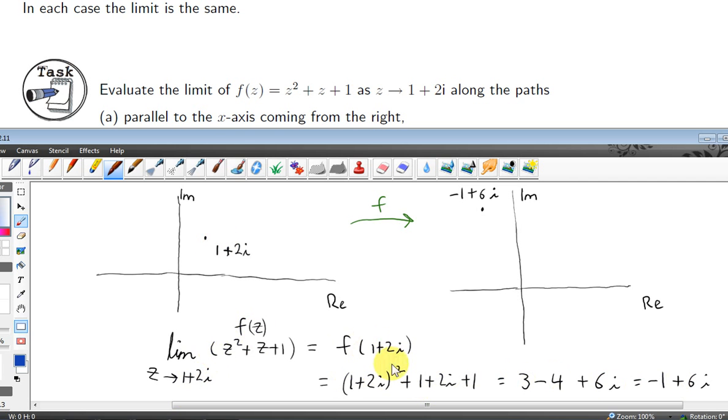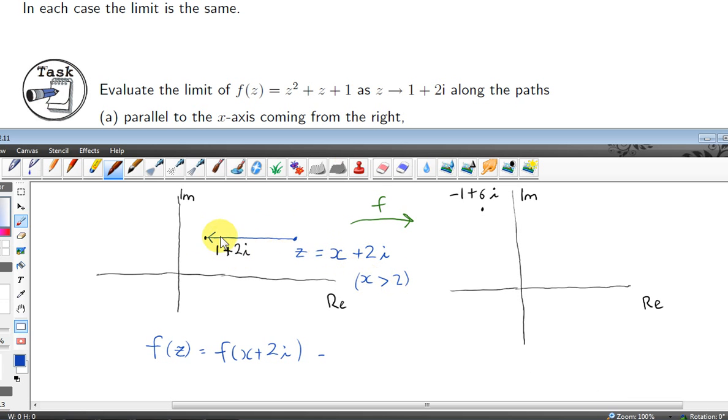Okay, to show that this limit is path independent, we have a couple of examples here. The first example is a path parallel to the x-axis coming from the right. So we have complex number z approaching 1 plus 2i from the right. Well, any complex number on this line has the form x plus 2i. The imaginary part of any complex number on this horizontal line is 2, and the real part is x. Well, if we're coming from the right, x is actually greater than 1.